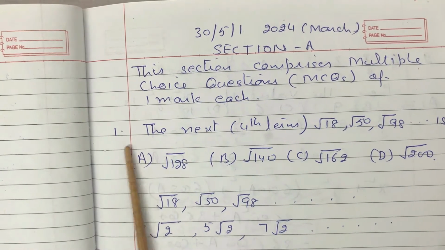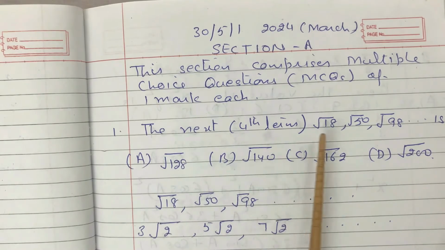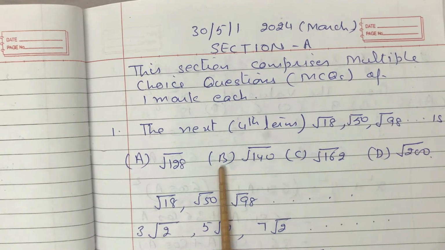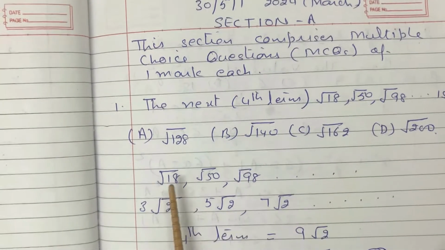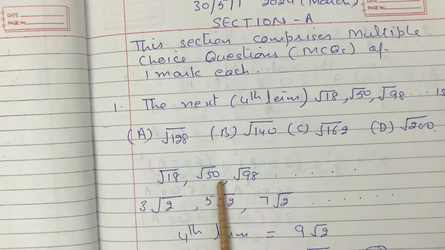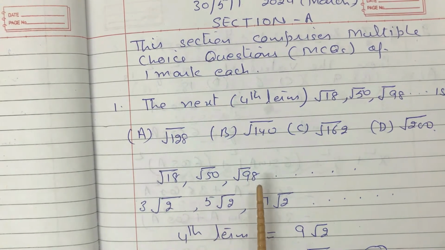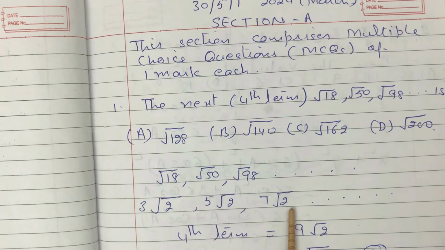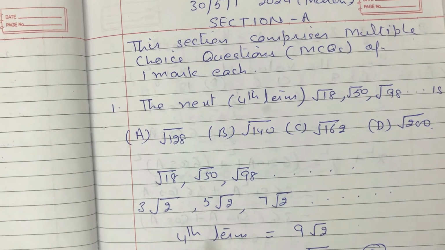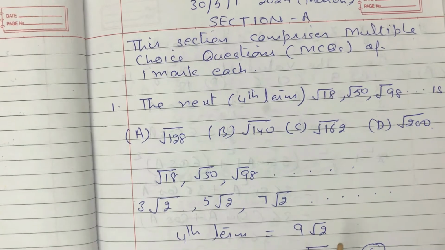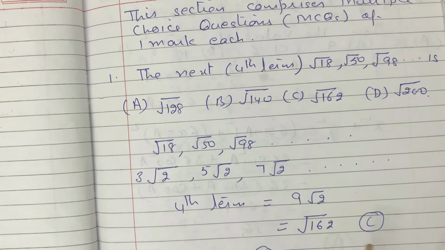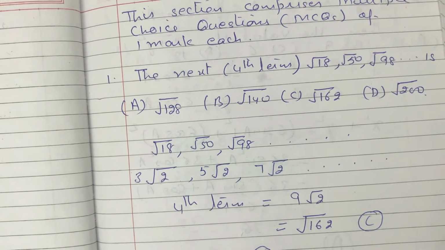Its first question is, the next fourth term of root 18, root 50, root 98 is, there are 4 options. Now root 18 can be written as 3 root 2, root 50 can be written as 5 root 2, root 98 can be written as 7 root 2. Its next term will be 9 root 2. So the fourth term is equal to 9 root 2, and this can be written as root 162. So C is the option.